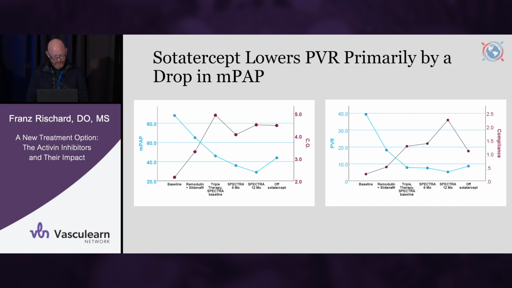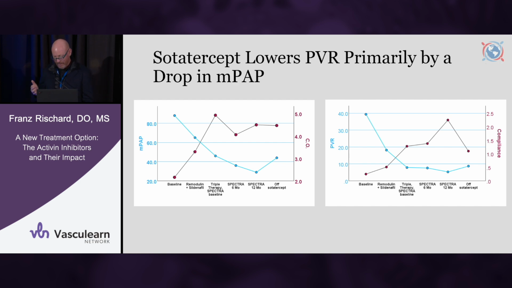You can see on the left-hand side we have two axes, the mean PA pressure and the cardiac output. You can see a dramatic drop in PA pressure, which continued after initiation of sotatercept down to somewhere in the upper 20s mean. Cardiac output rose substantially up to triple therapy, however, stabilized and may have slightly dropped by 6 months. This is something that's been highly debated as to the cause. Typically when we see a drop in pressure, we see an increase in output, right?